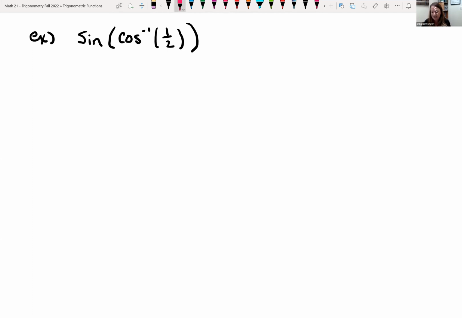So here we have cosine inverse of 1/2. So you're thinking backwards. Cosine of what is positive 1/2? Cosine inverse, or cosine, has to be between 0 and pi. And so the value would be pi thirds. So this is sine of pi thirds. And sine of pi thirds is √3/2.